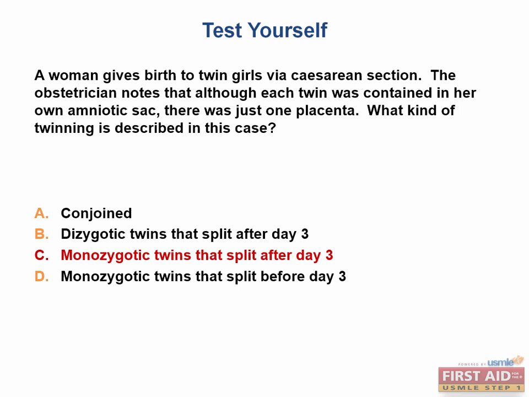Conjoined twins occur in a monochorionic monoamniotic pregnancy. Dizygotic twins are completely separate zygotes, so they never fuse to begin with. And monozygotic twins that split before day 3 would be a dichorionic diamniotic pregnancy.